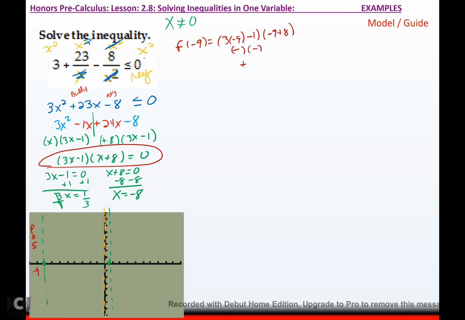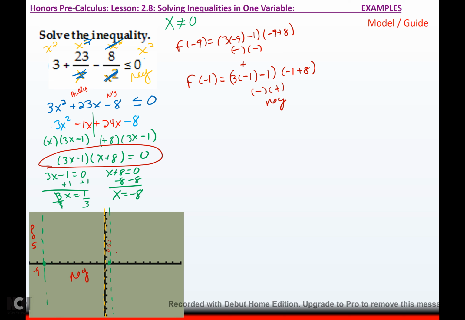Pick something in between. I'm going to pick -1. So if I find f of -1, I'm going to have 3 times -1 minus 1 times -1 plus 8. That's negative. That's positive. So that's negative. So this section is negative. In between is going to be positive. I should check, but it pretty much is going to alternate.